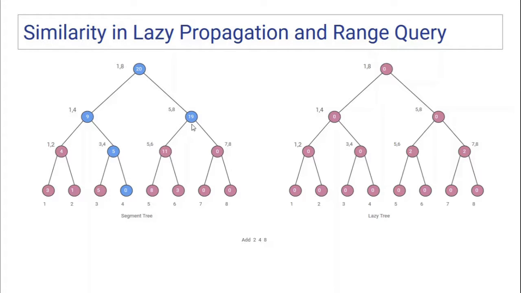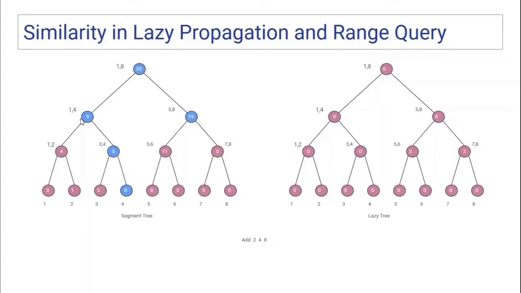So what I'll do, I'll simply add values 2 and 2 in the left and the right child of this node and simply return from here. So you see, in the range query also we return from here, and in lazy propagation also we are returning from here, keeping the record that these two ranges have to be updated by 2.